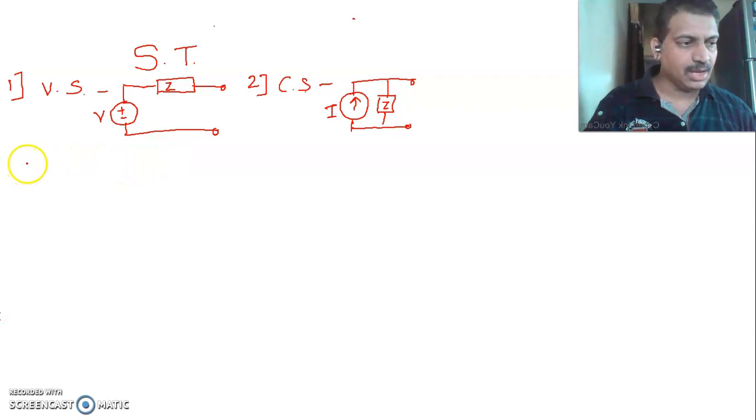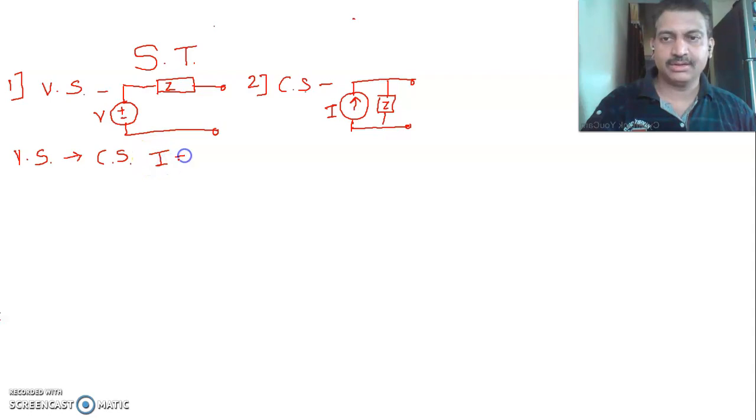Now let us understand the source transformation. When we are to transform a voltage source to a current source, the value of current is found using voltage and impedance from the voltage source. A voltage source consists of voltage and its series impedance. So therefore I is equal to V upon Z, using simple Ohm's law. This is Ohm's law.